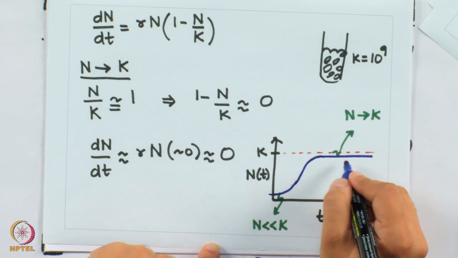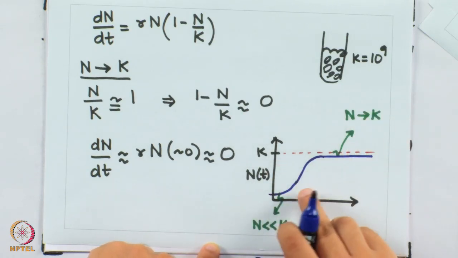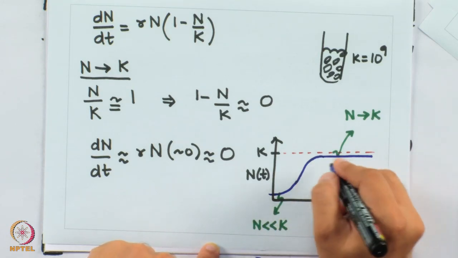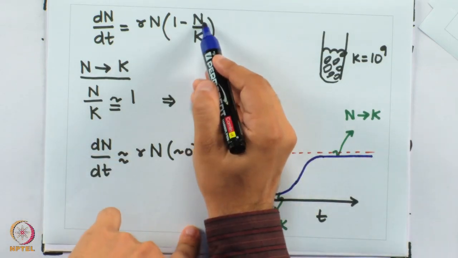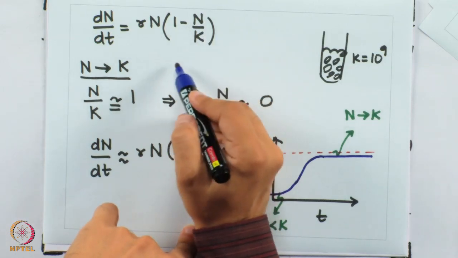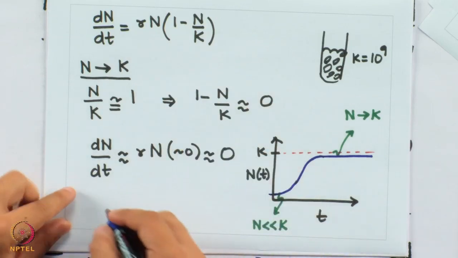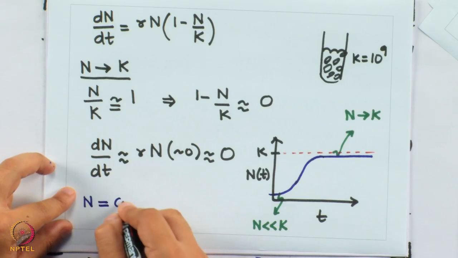But as the population approaches the carrying capacity associated with the environment, growth automatically slows down, eventually resulting in halting of growth when N is equal to K, because when we plug N equal to K here, this factor becomes 1 minus 1, which is equal to 0, which means dN by dt approaches 0, which means N becomes a constant.